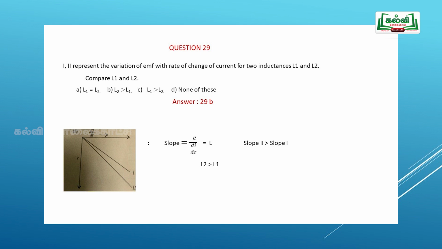Then the 29th question is again a graph based question. There are two lines given here in this diagram. It's so simple. Induced Emf is given, di by dt is given. You know the formula, E is equal to L di by dt. Then L is equal to E by di by dt. So obviously the slope of the line should be L, right? For which one is the slope more? Second one, the slope is more. So L2 is greater than L1. The question is asking you to compare L1 and L2, so L2 is greater than L1 is the correct option.